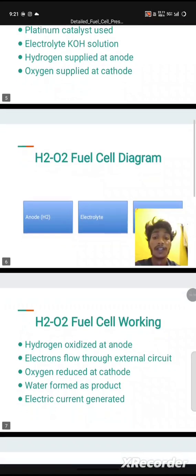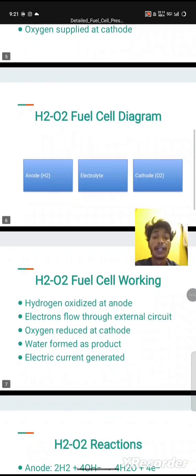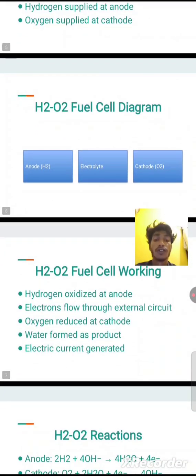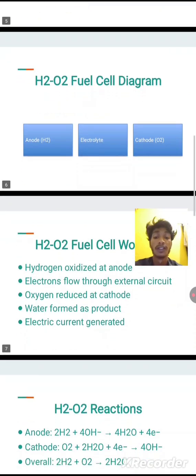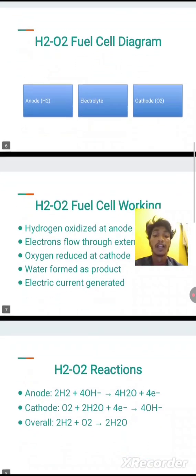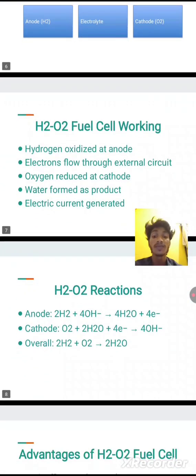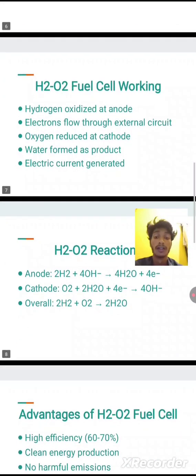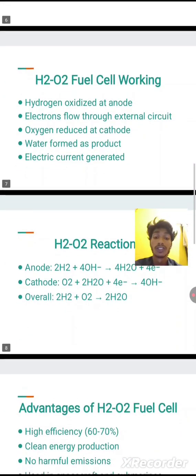H2-O2 fuel cell diagram: anode H2, electrolyte, cathode O2. H2-O2 fuel cell working: hydrogen is oxidized at the anode. Electrons flow through the external circuit. Oxygen is reduced at the cathode. Water is formed as product. Electric current is generated. H2-O2 reactions: anode, cathode. Overall: 2H2 plus O2 gives 2H2O.